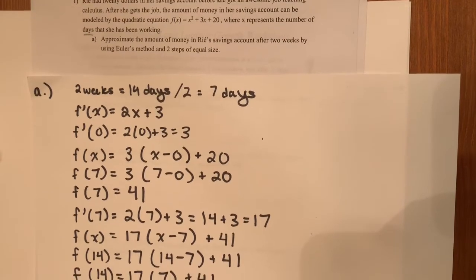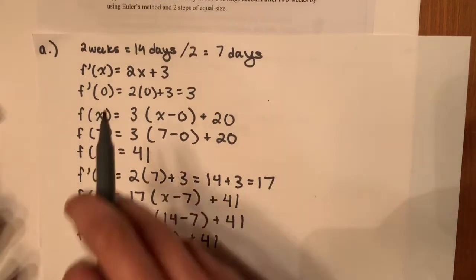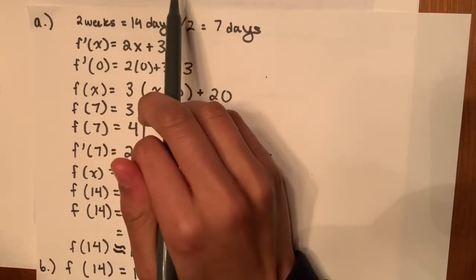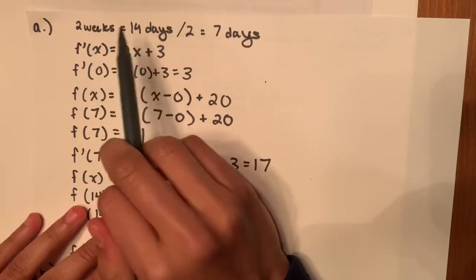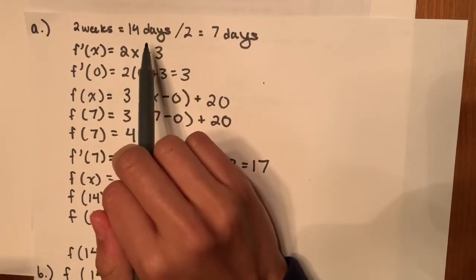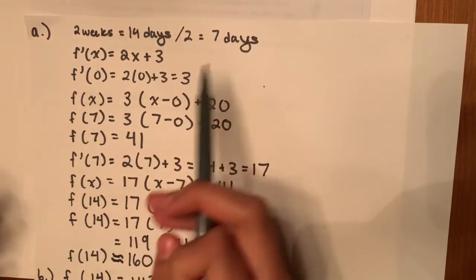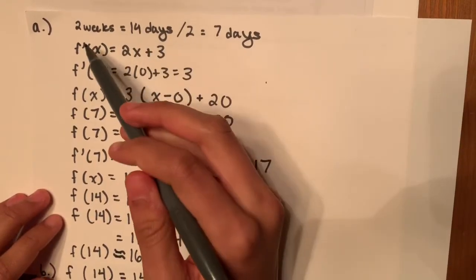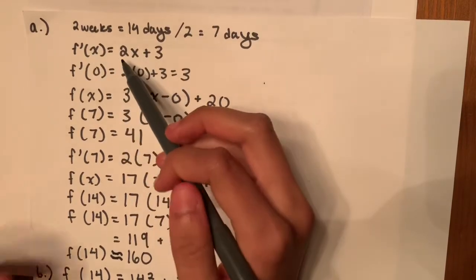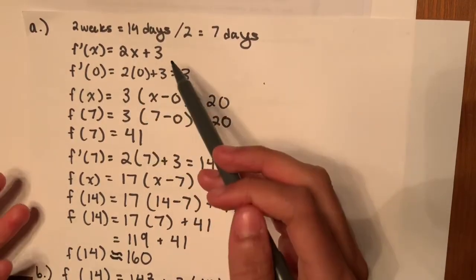So the first thing we want to do is figure out how big each step should be, and we want 2 steps of equal size. So 2 weeks is 14 days because the equation's in days, so we have to be careful. And then if we divide that by 2, we get that each step should be 7 days. So f prime of x, so the derivative of f of x, is 2x plus 3, and I just did that with the power rule.